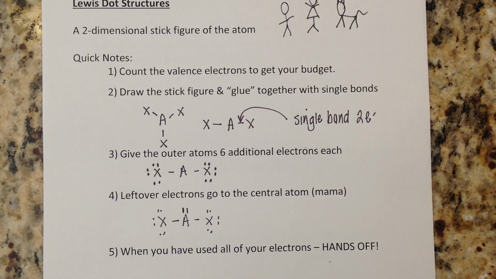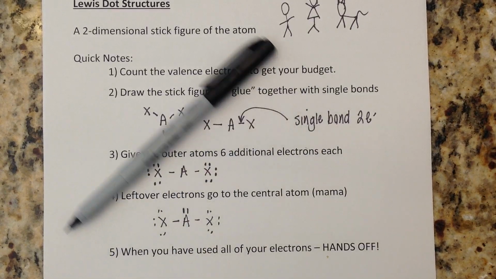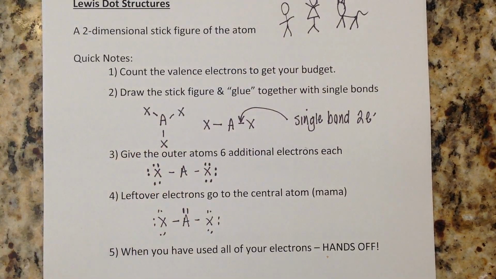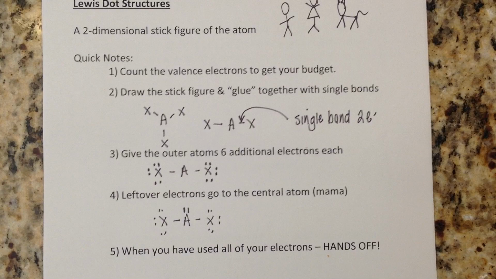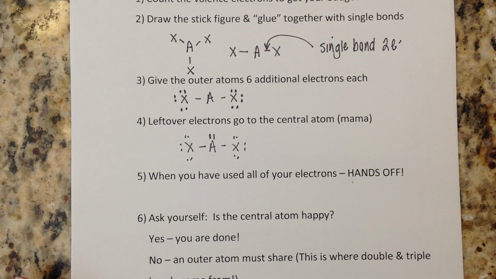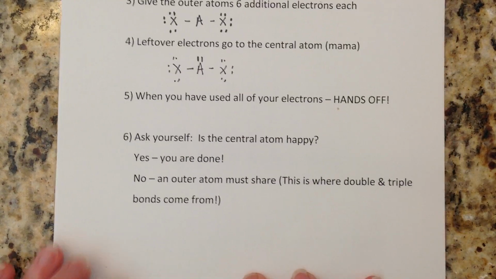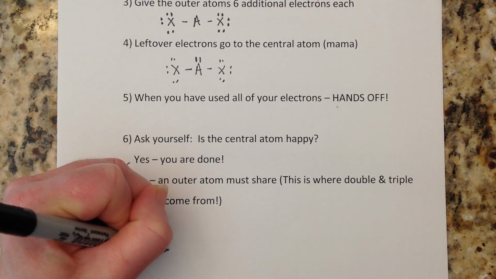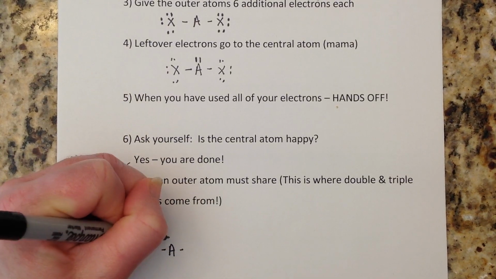Once you've used all of your electrons, you'll hear me say hands off. That's when you've put that last electron down. You want to take your hands off. You want to look at what you've just drawn, and you want to ask yourself, is that central atom happy? You are going to know it's happy if it has access to 8 electrons.